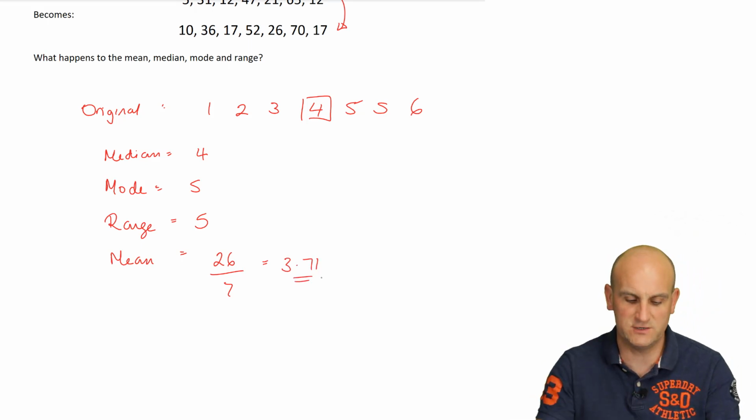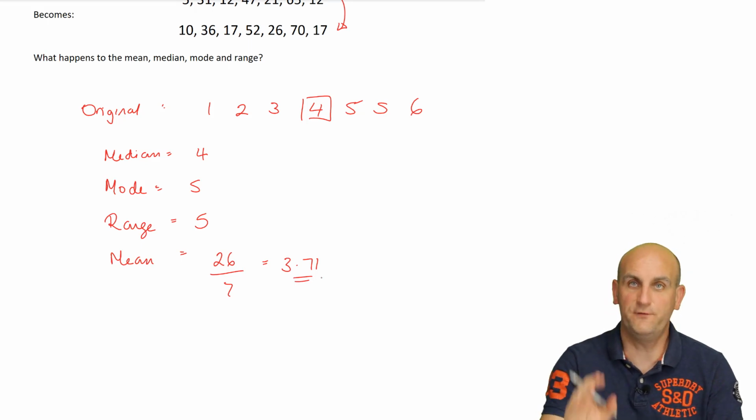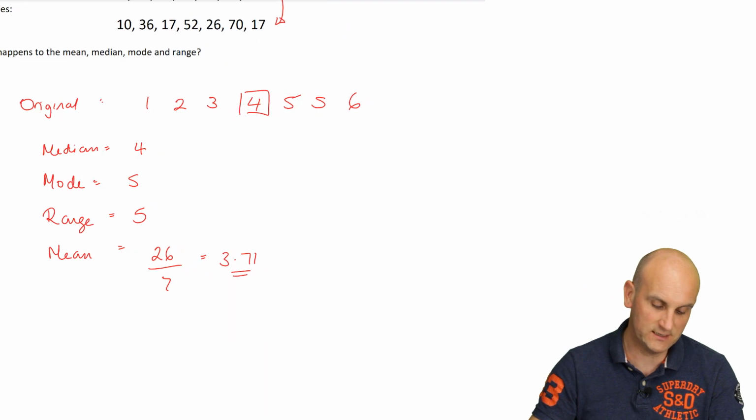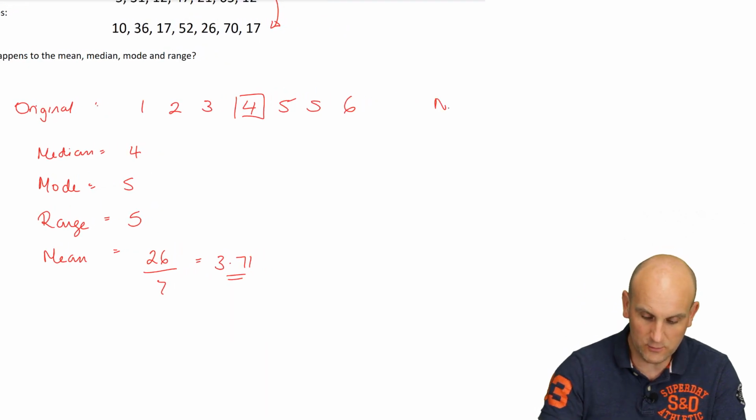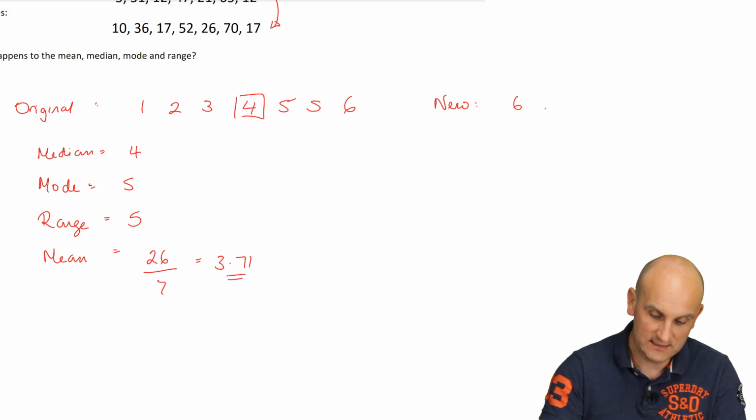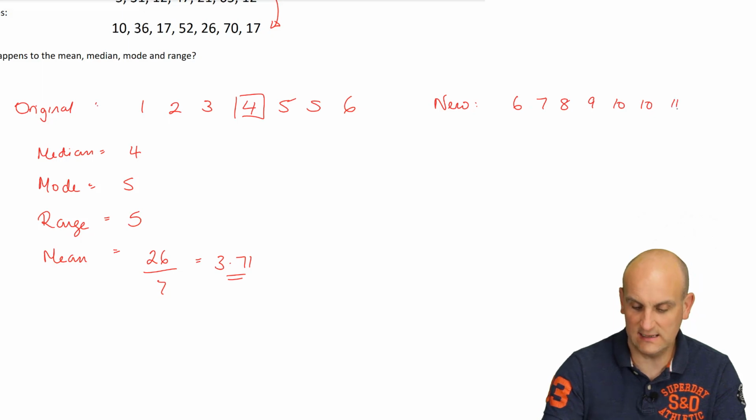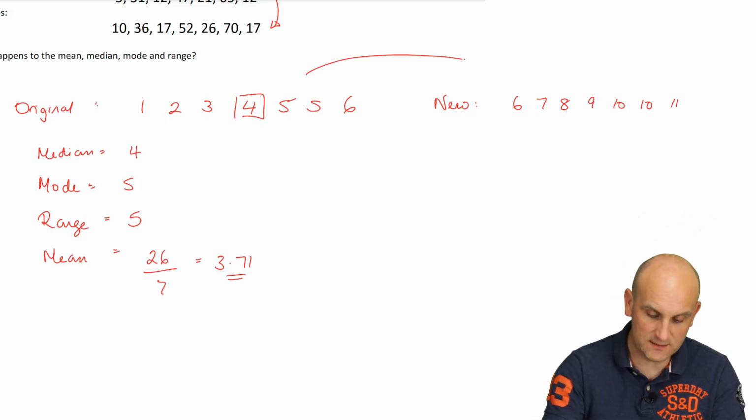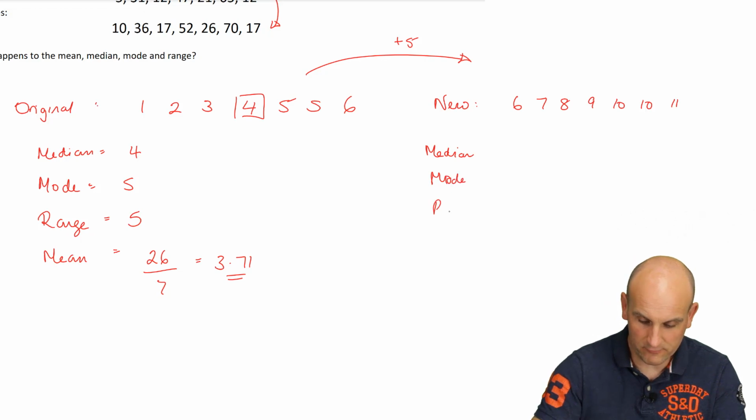Okay, so that's my original data. Now I want to see what happens when I add 5 to each of those original data items. So what I'm now going to do is I'm going to say new, and I'm going to add 5 to each of those data items. I'm going to get 6, 7, 8, 9, 10, 10, and 11. So every single one of these numbers I've added 5 onto. So the question is, what now happens to my median, my mode, my range, and my mean?